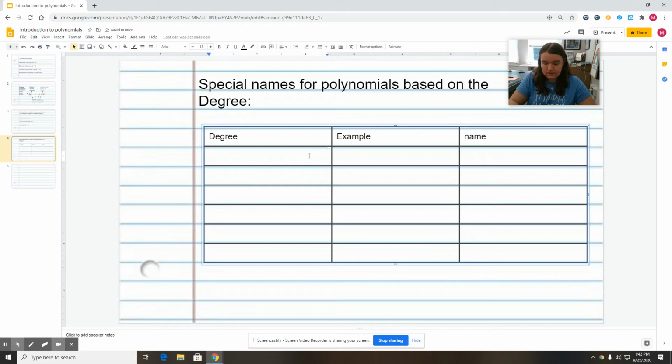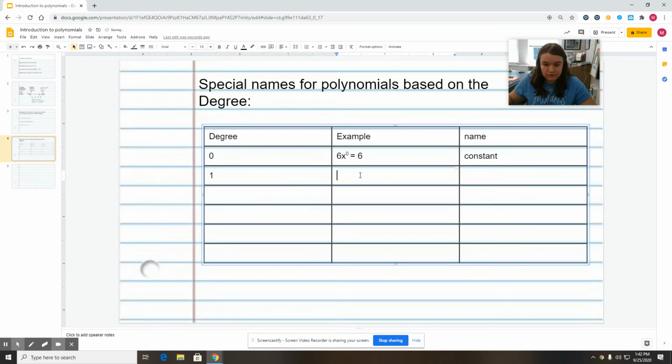So if the degree is 0, that would be something like x to the 0, which is just the number. Well, x to the 0 is 1, but if you thought of it as 6x to the 0, that would equal 6. That's why the degree is 0. The name for this, we already talked about, plain number, constant.